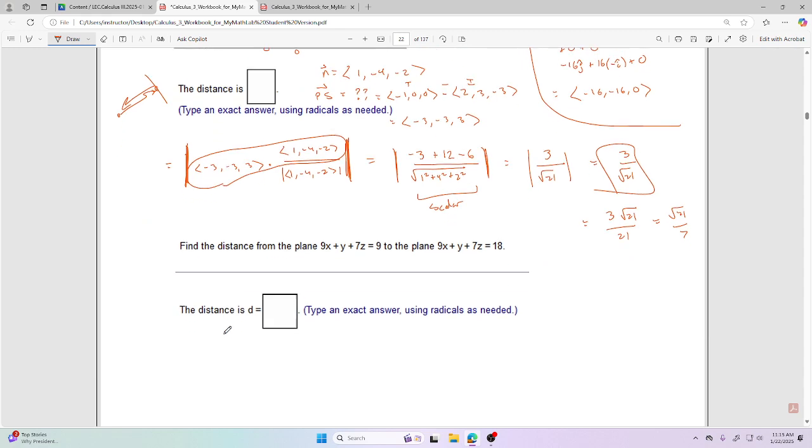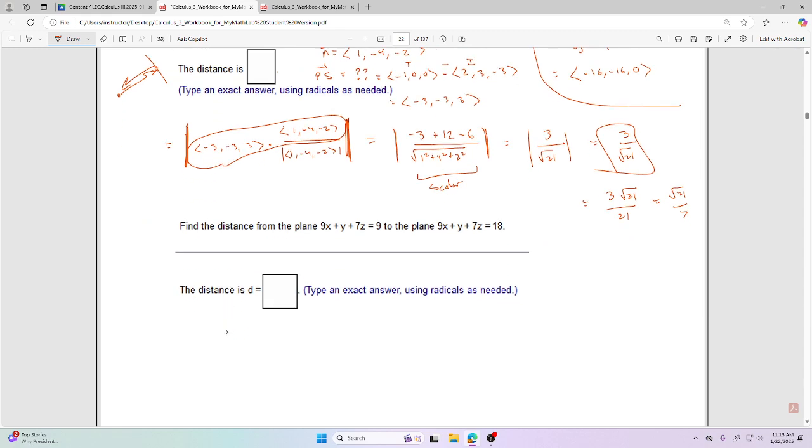Okay. Distance from a plane to a plane. Now, let's do a concept. So a plane to a plane. So I got this plane here. You take a point, any point from a plane, right? Let's call it P. And then we're going to go down to the other one, right?